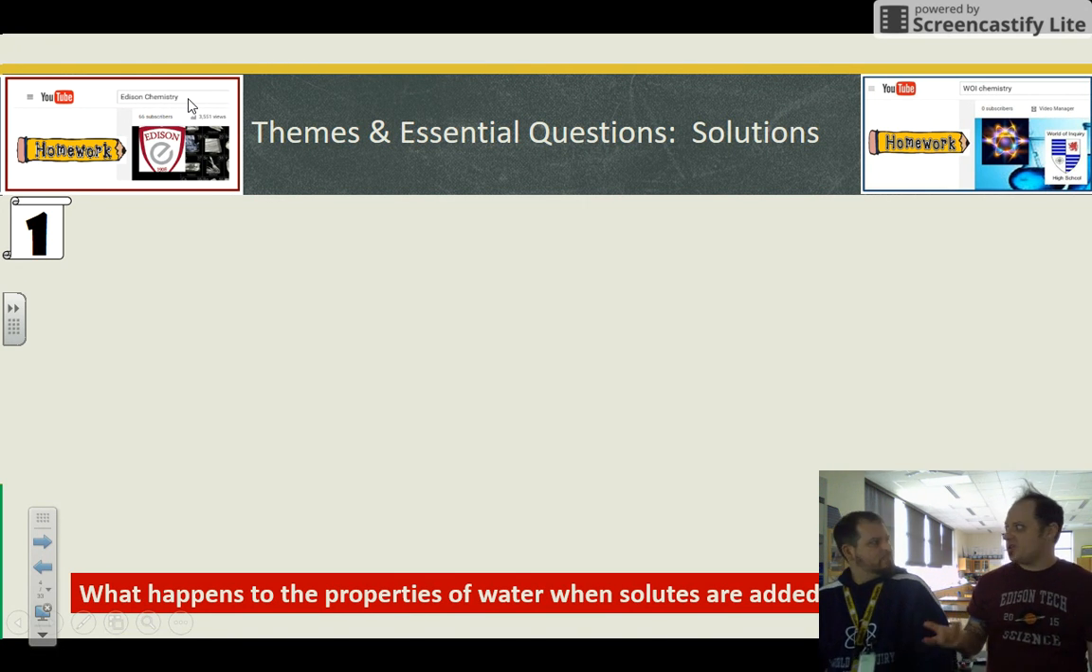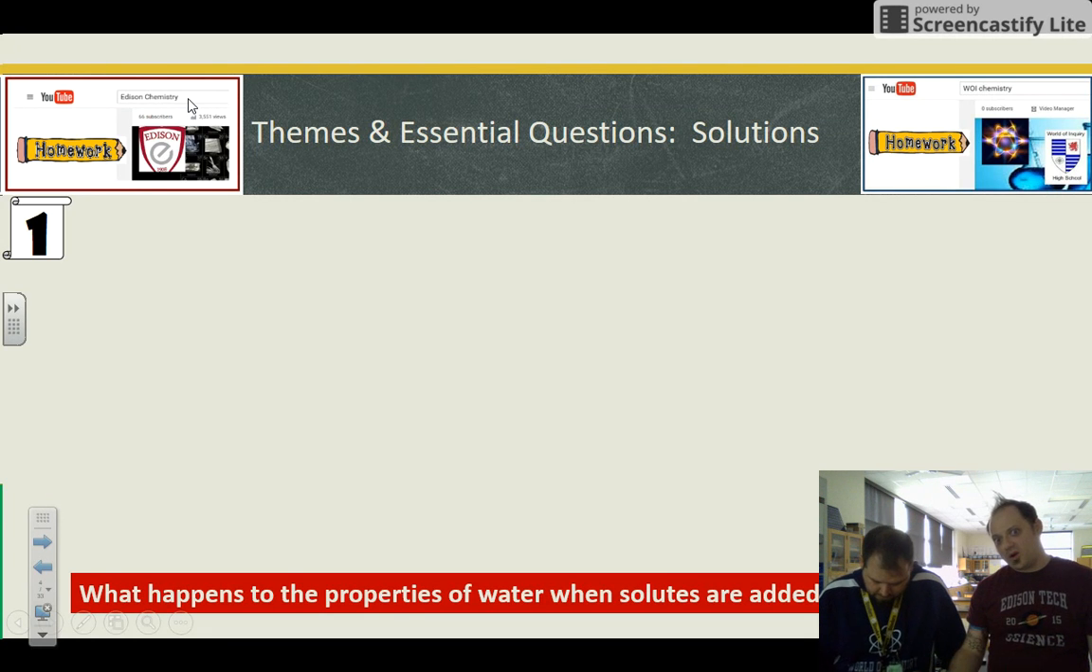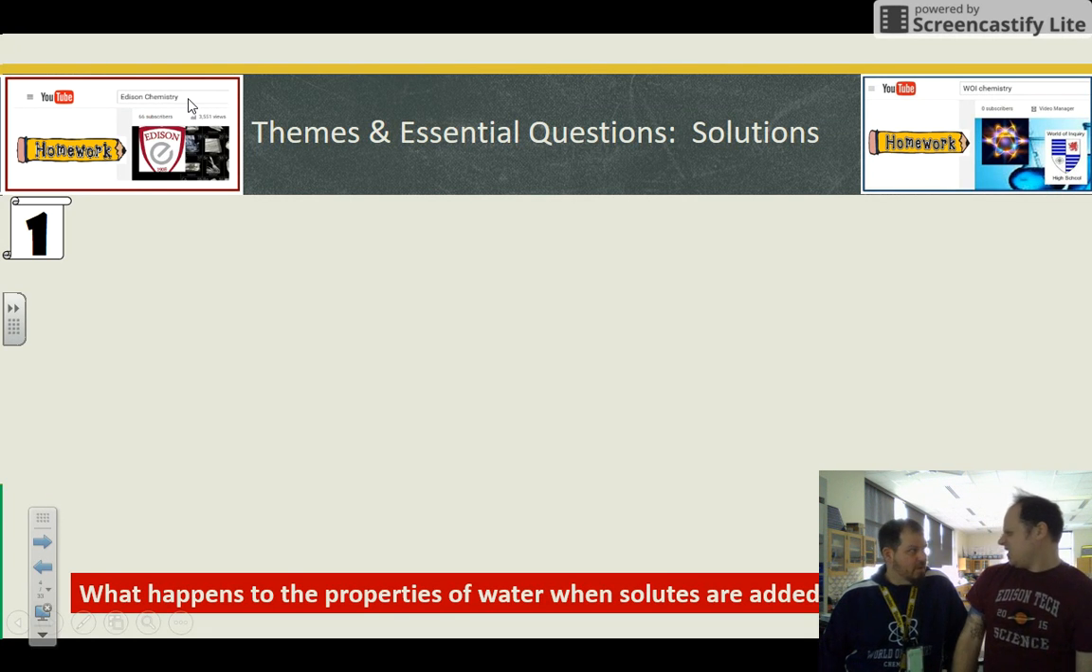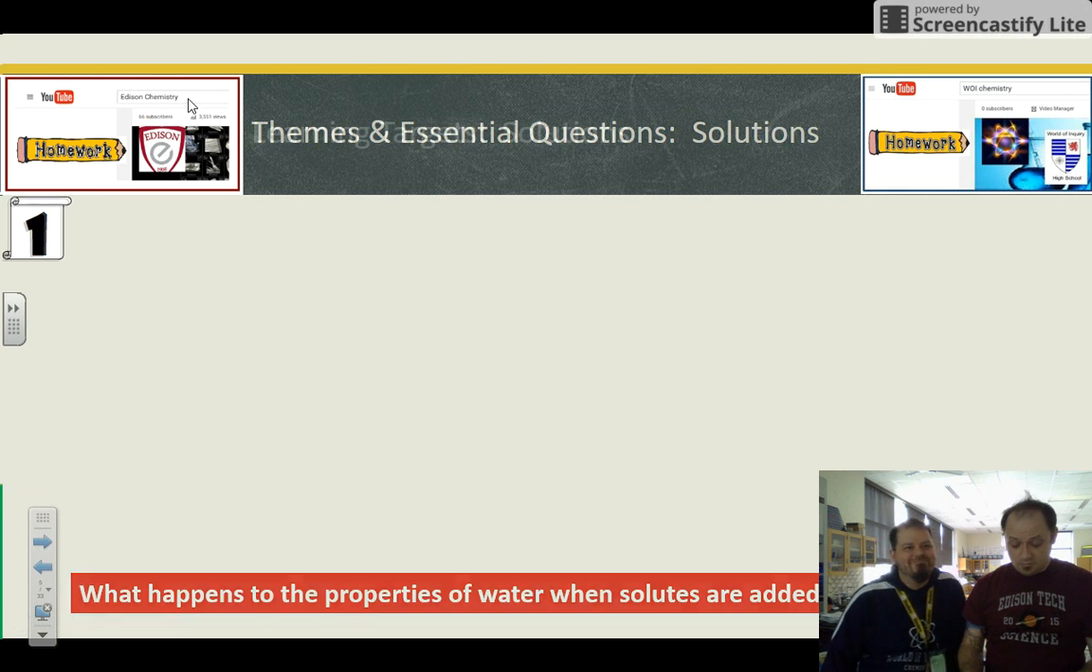How come when I add salt to the ice on my sidewalk, the ice melts? It sounds to me like you're all wishing for snow so we can make the ice cream lab go better.